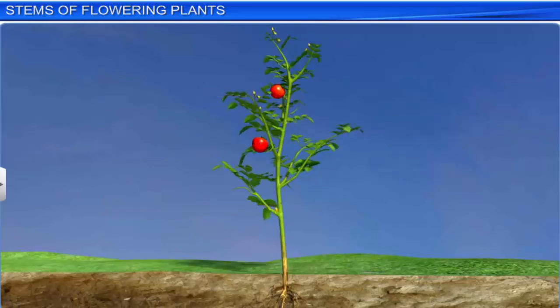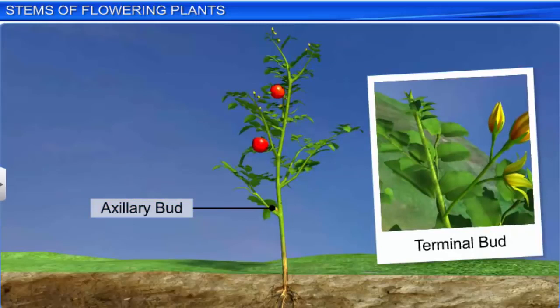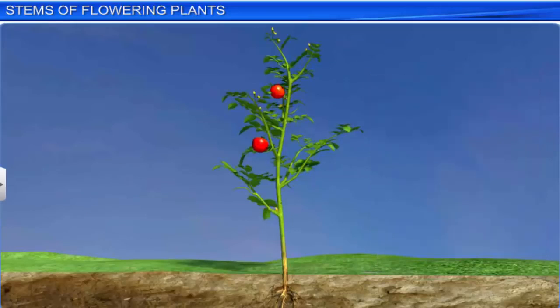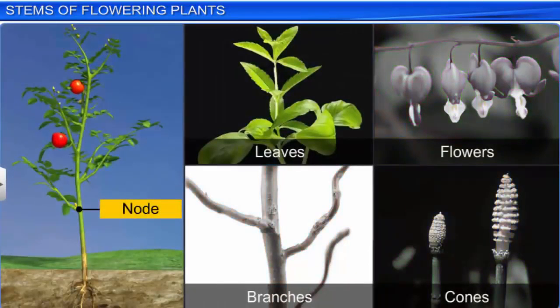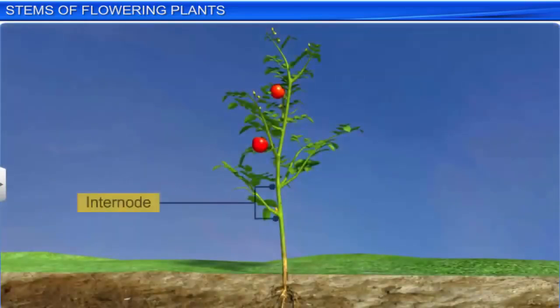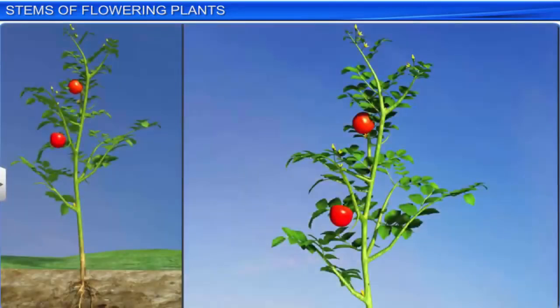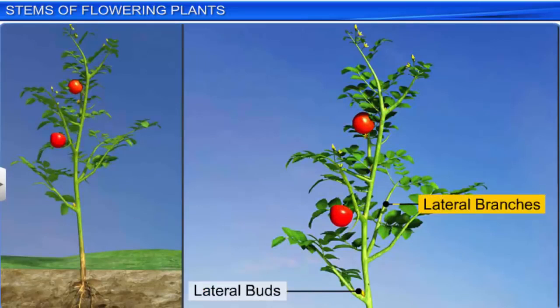The buds growing on the stem can be either axillary or terminal. A stem usually has many nodes and internodes. A node is a region from where leaves, flowers, branches or cones emerge, while an internode is the portion between two nodes. As the stem grows, many lateral buds emerge, which grow into lateral branches. These branches further develop other lateral shoots called twigs or branchlets.